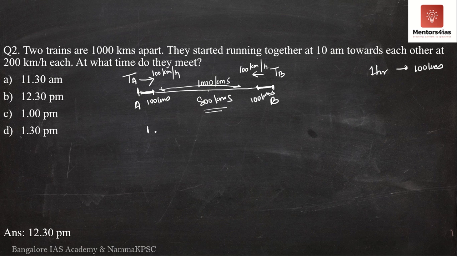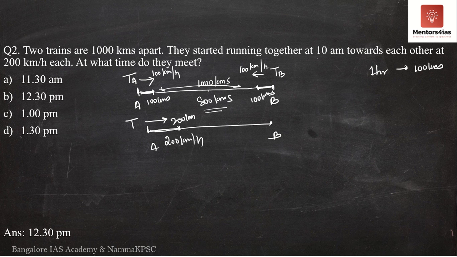So can I say this is as good as one train moving in a particular direction at 200 kilometers per hour? Don't you think it is as good as one train moving at 200 kilometers per hour? Because in 1 hour, what is the distance it will cover?